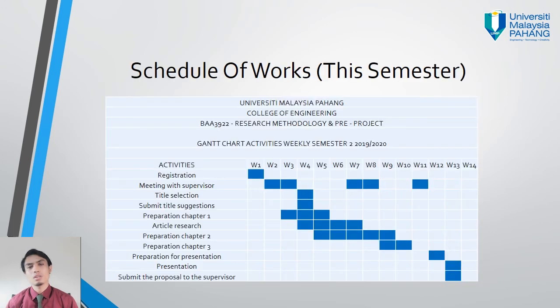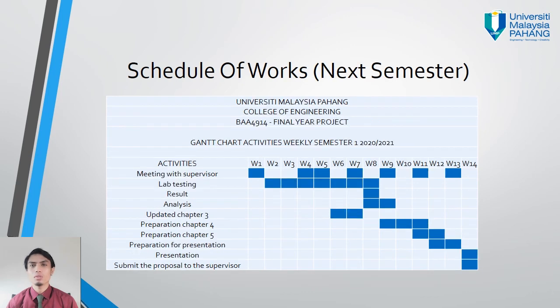Next is the schedule of work. This semester, chapter 1 until chapter 3 of the study was completed successfully, and this is the schedule of work for next semester, from week 1 until week 14, ending with the presentation and submission of the proposal. This Gantt chart shows the detailed work progress every week in one semester.